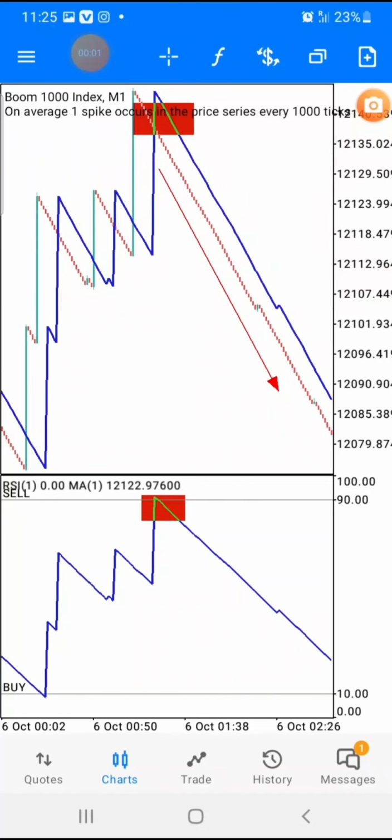Welcome, it's DC. I'm back again with another booming crash scalping strategy. This strategy is more profitable and more accurate.